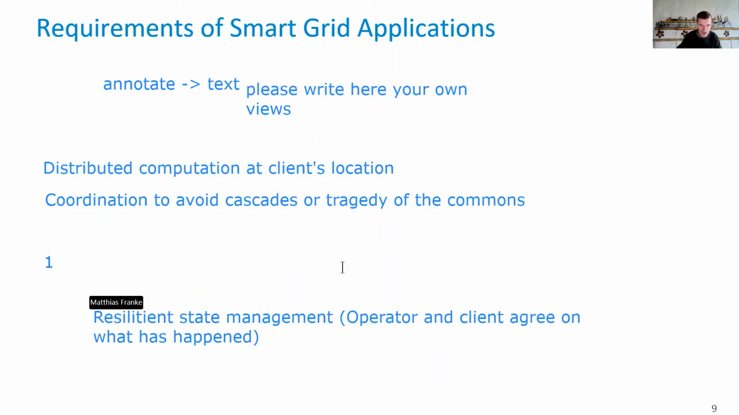Resilient state management. Operator and client agree on what has happened. Excellent, yes.